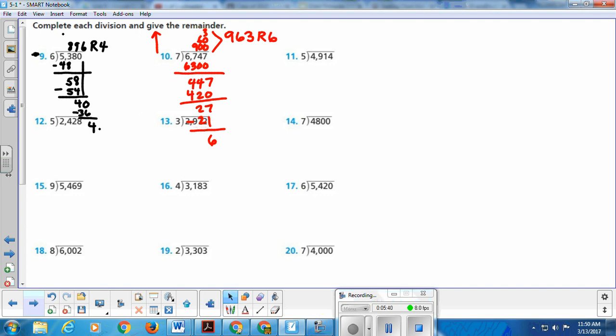So continue practicing this page to 20. When the video is over, I'm going to move on just a little bit and start talking about how we can use those estimation skills to check to see if our answers are right. So I'm going to leave it up to the sub at this point.